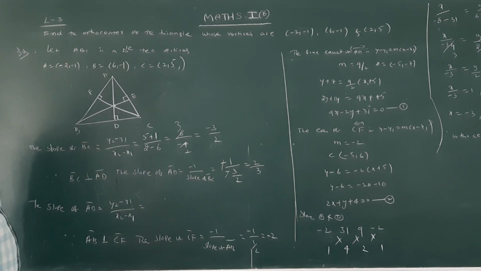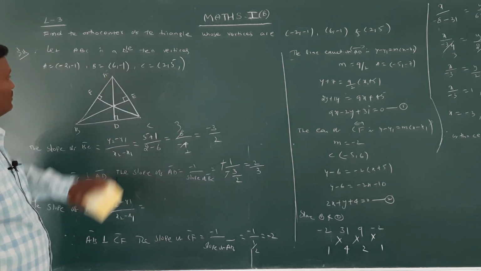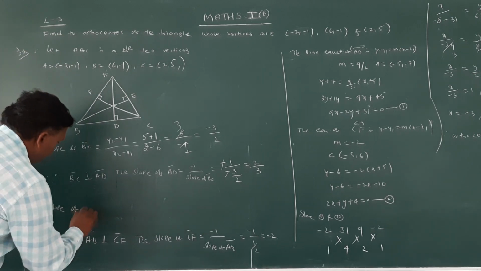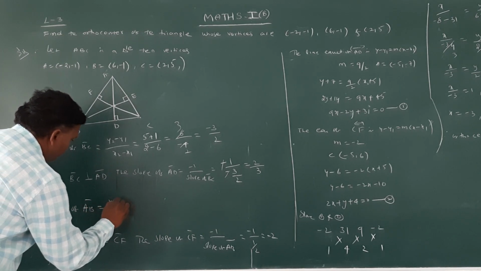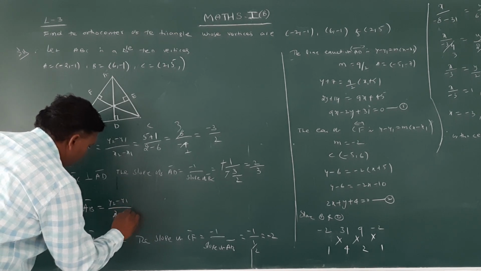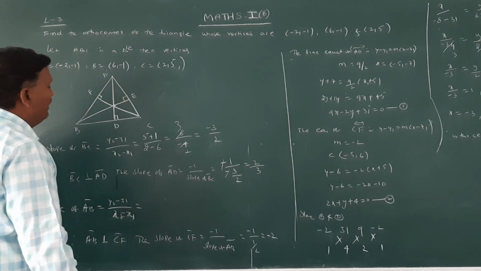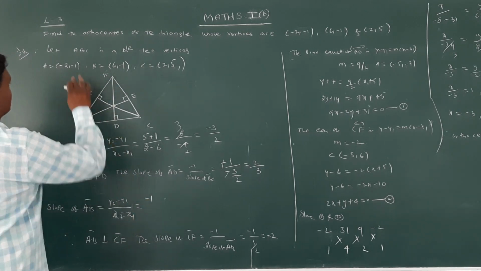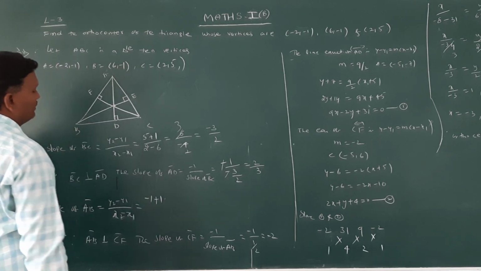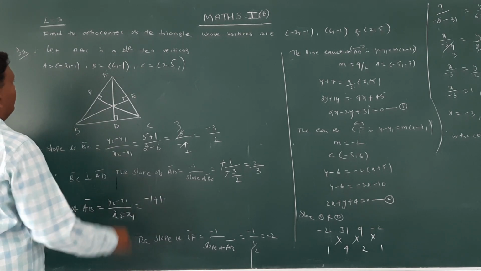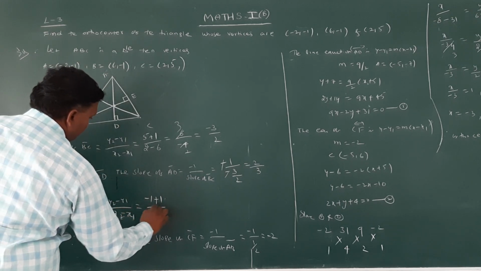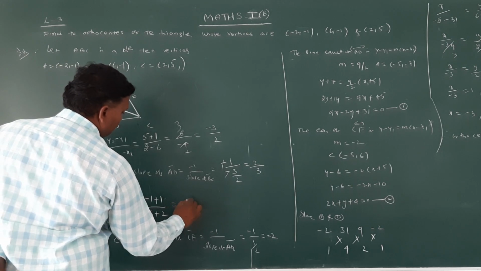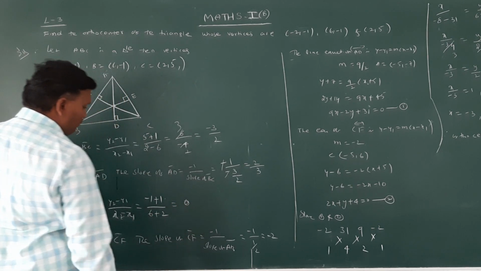Similarly, we find the slope of AB, which is equal to y2 minus y1 by x2 minus x1. For AB, minus 1, minus into minus plus 1, so minus 1 plus 1, by 6, minus into minus plus 6 plus 2. Minus 1 plus 1 is 0, so 0 by something is equal to 0.